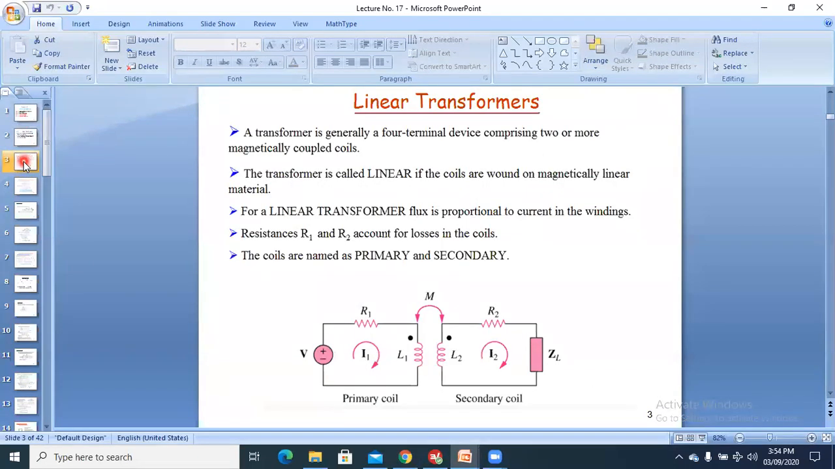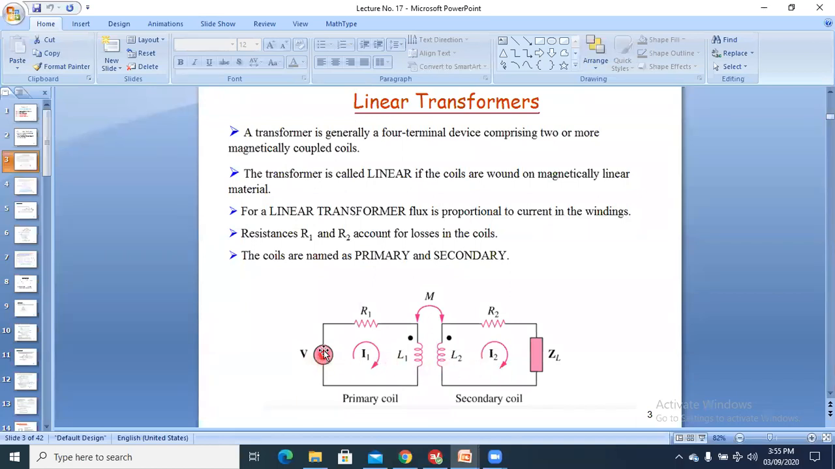So we see the circuit in which two inductors are coupled and their mutual inductance is M. This circuit has two parts. One is the primary circuit, which is connected to coil 1, which is called the primary coil. And the second circuit is connected to the secondary coil, and that is the secondary circuit.